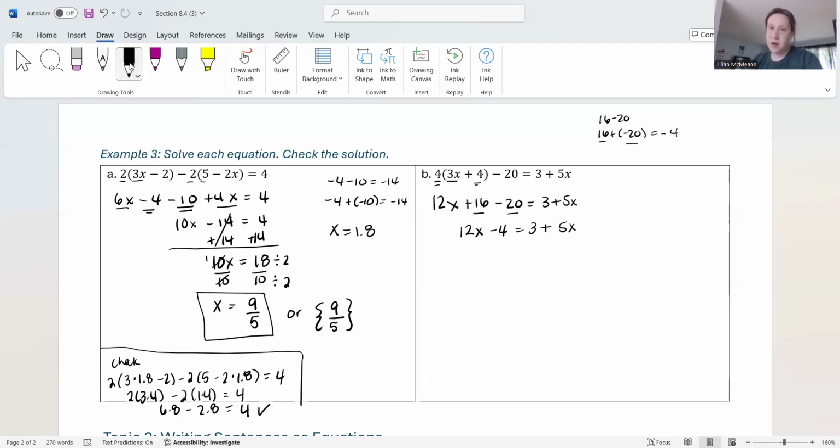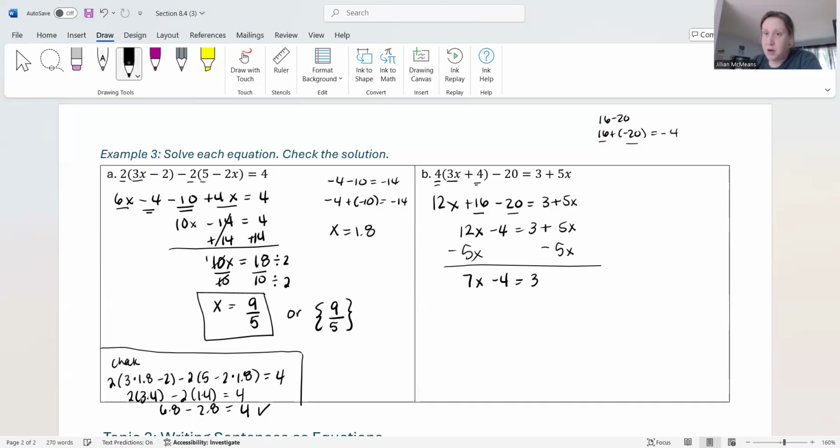So let's move our variables to the left, okay? So on the right, I have this plus 5x. I want to move it to the left, okay? So since it's a plus 5x on the right, to undo that, I would subtract. Well, on the left now we have 12x minus 5x. So just subtract your coefficients. 12 minus 5 is 7. And then we keep the x. And then just drop down everything that's left. So we have minus 4 equals 3.